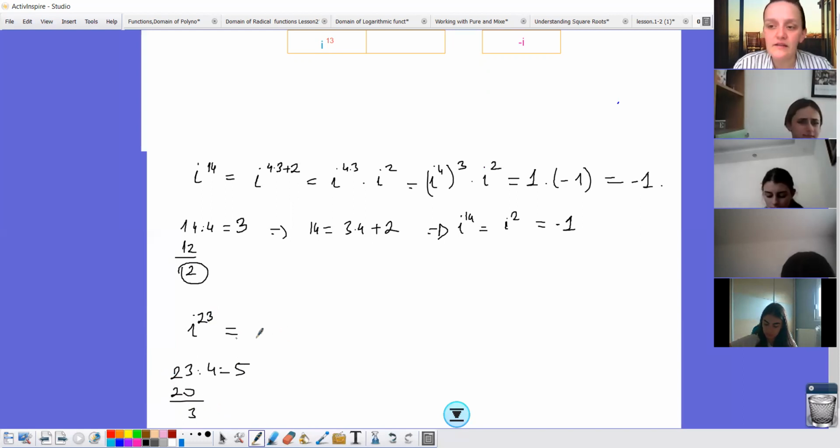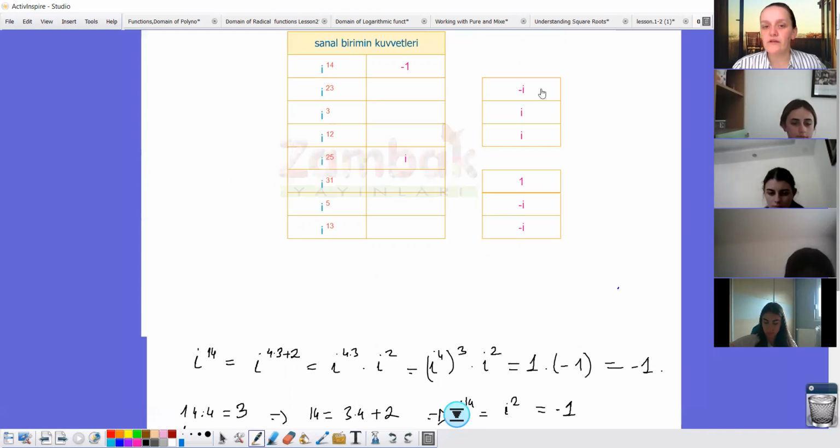So I can write directly that i to the power of 23 is equal to i cubed. And what is i cubed? We gave it in the first section: minus i. So i to the power of 23 is the same as minus i. So I will take minus i and I will put it here. So it's also the remainder. Yes. So i cubed is minus i again.